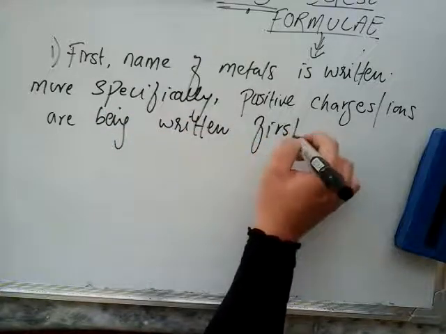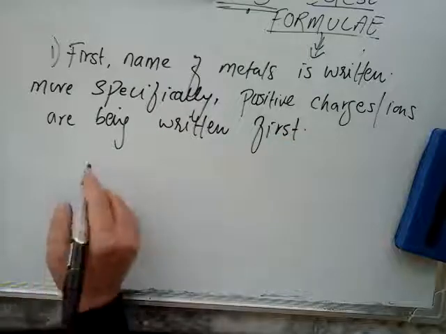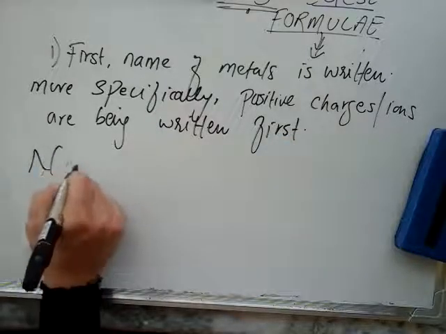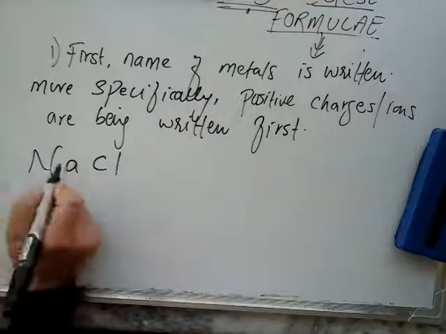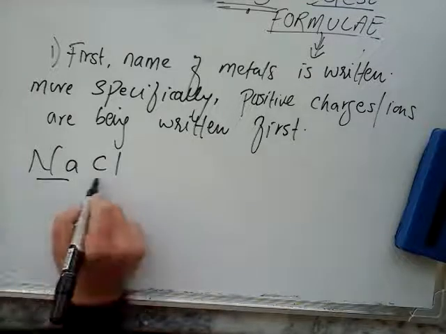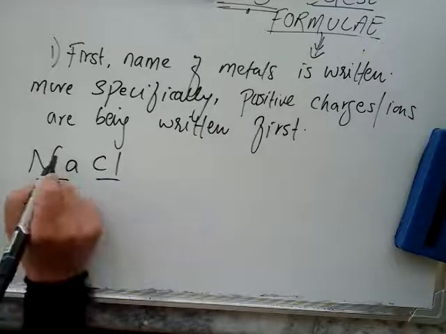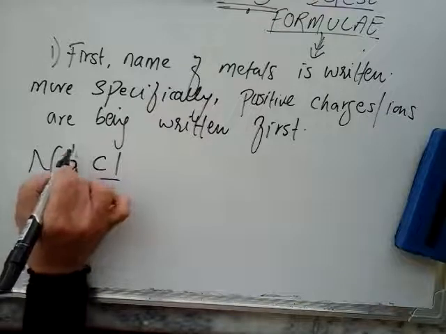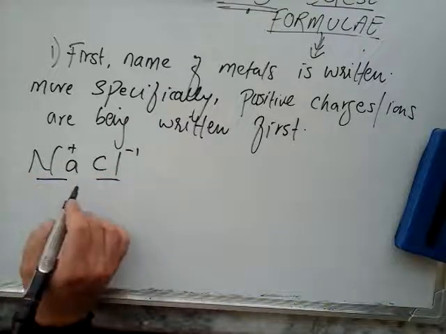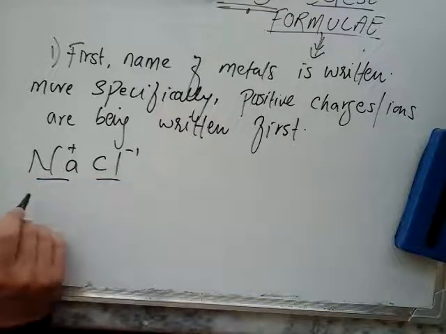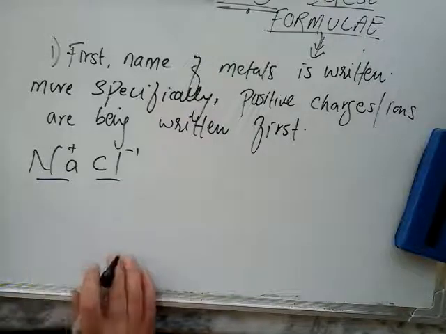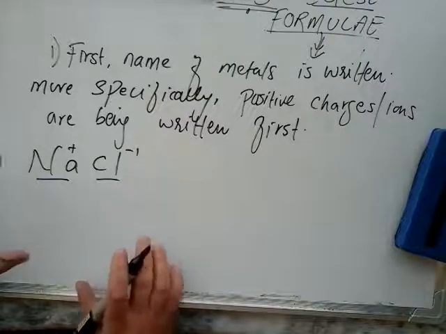Okay, or they are being written first. For example, let's suppose sodium chloride. Sodium is a metal, everyone knows, and chlorine is a non-metal, and sodium is also positive charge, chlorine is negative charge. So first, the name of the metal comes first when we are writing any chemical formula.